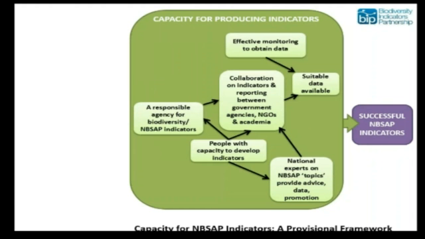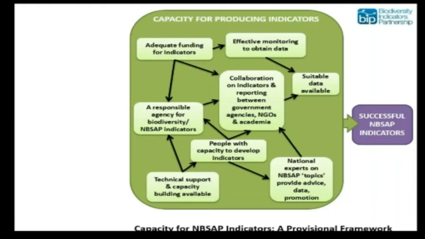And so with that, to have people with the capacity to develop the indicators, whether they're in government or not, and the availability of technical support and capacity building, such as through the NBSAP forum and the Biodiversity Indicators Partnership, but also, of course, experts in your country and region. And last but not least, obviously, funding for indicators. If there's no money, not much happens. And so obviously the amount of funding is a major determinant of your capacity.